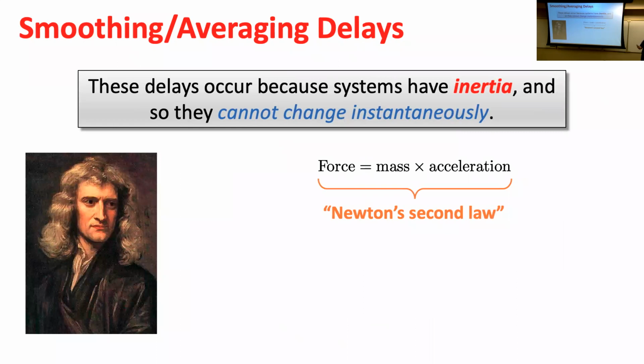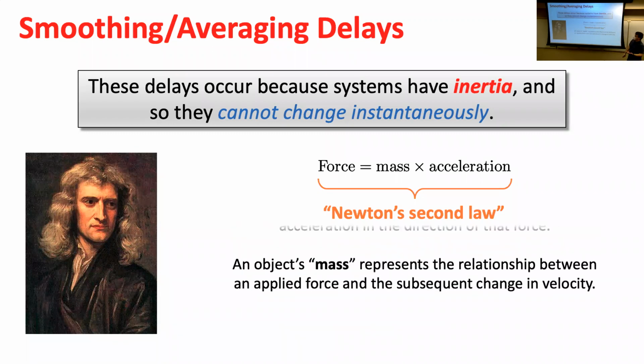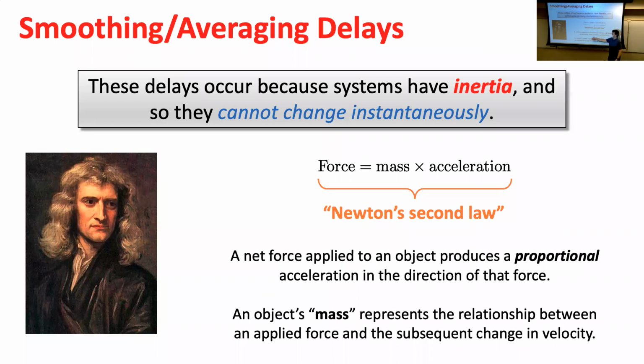And in general, I've used this term inertia a bunch of different times. Where that comes from is that smoothing delay is physically embodied. If you go back to thinking about physics, you've got Newton's second law, force is equal to mass times acceleration, F equals ma. Another way to say that is a net force: I apply this much force to an object, and it produces a proportional acceleration in the direction of that force. And this mass is the proportionality constant.